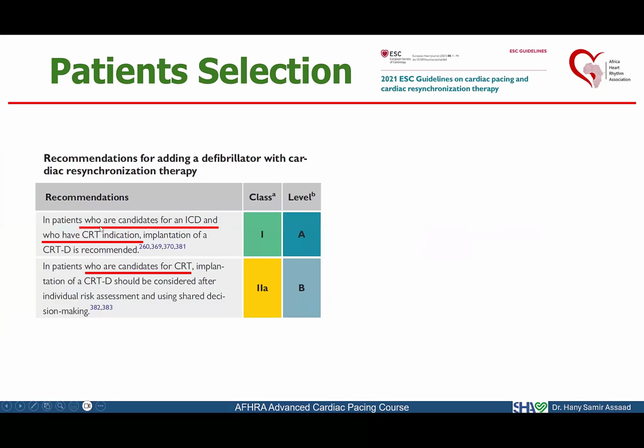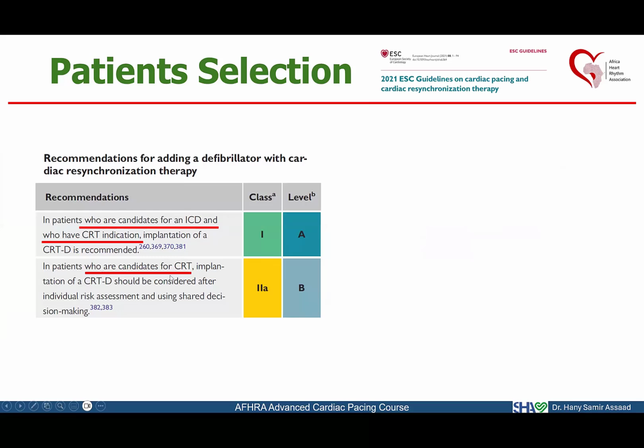Of course, the simple part would be if the patient is already having an indication for an ICD, especially if it's a secondary prevention, and he has the CRT indication, of course, it's a class 1A to implant a CRT-D rather than a CRT-P in this patient, because he already has a strong indication for his ICD.